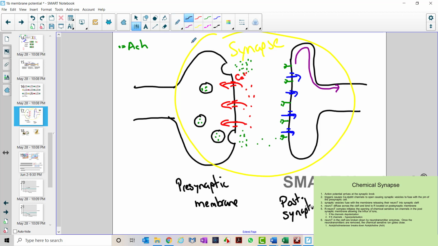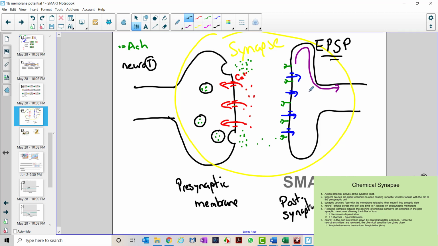Because it caused an action potential, this event is called an excitatory postsynaptic potential. You'll see the full word written out on the PowerPoint. So any neurotransmitter, that's what this is. The neurotransmitter is the chemical messenger of the nervous system. Any neurotransmitter that causes a depolarization event is called an EPSP, right? So this can cause an action potential.